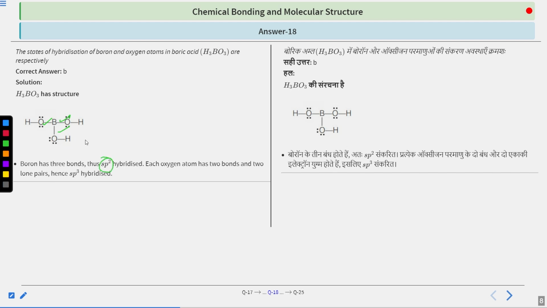What about oxygen? Oxygen has 2 lone pairs and 2 bond pairs, so their total count is 4. We'll count in this way: take a lone pair as 1 and a bond pair as 1. So 2 bond pairs and 2 lone pairs, that is 1, 2, 3, 4. That is sp3 hybridized. So again, I am repeating it: in H3BO3, your boric acid, oxygen is sp3 hybridized and boron is sp2 hybridized. Clear? Okay. Now moving on to the next question.